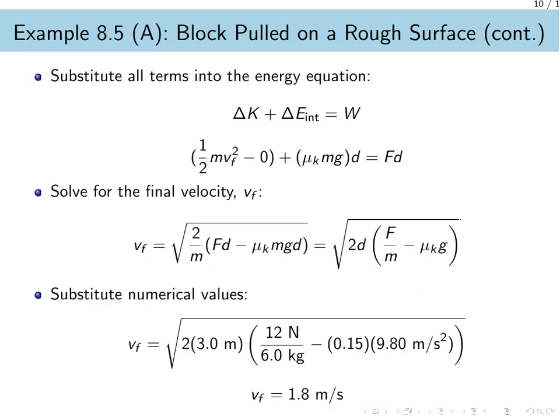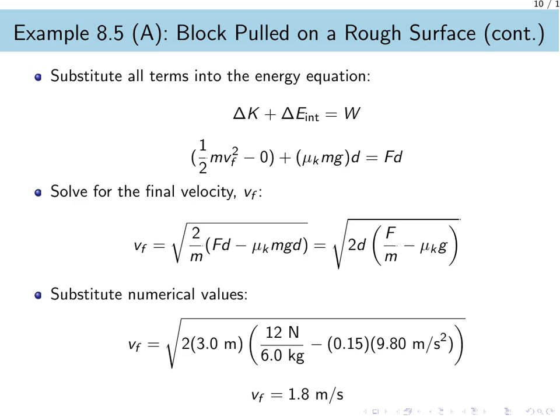Now we substitute all our terms into the energy equation, delta K plus delta E sub int equals W. The change in kinetic energy is 1/2 m v final squared minus 0. The change in internal energy is mu sub k times mg times d. The work done by the applied force is F times d. This gives us the full equation, 1/2 m v final squared plus mu sub k mgd equals Fd. We can now solve this expression for the final velocity, v sub f.